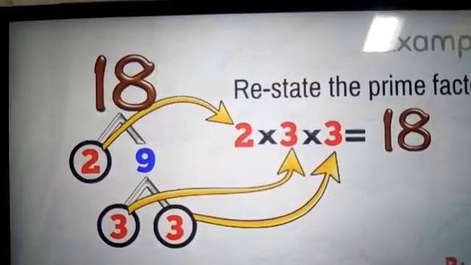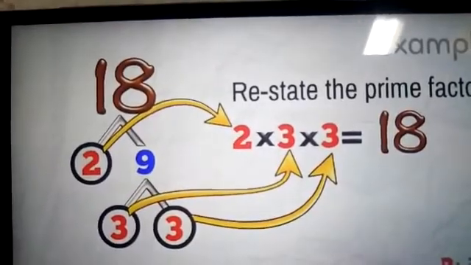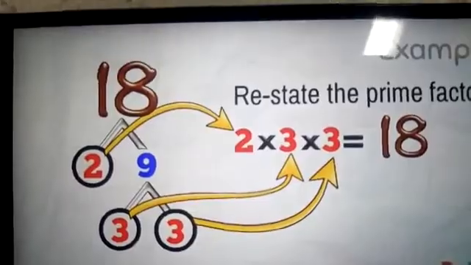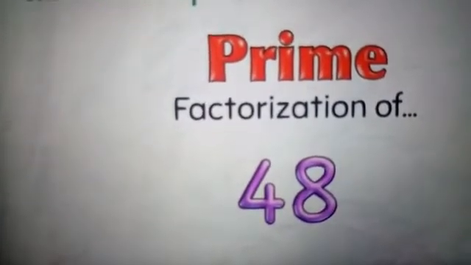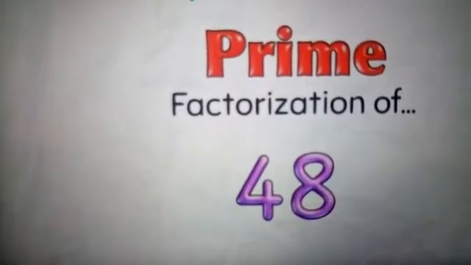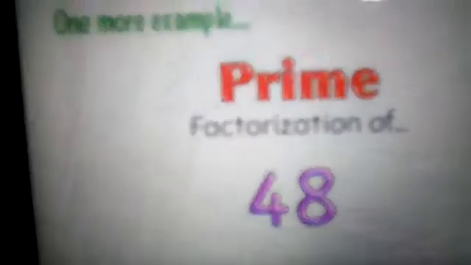So here the product that we got is 18 with all the prime numbers. One more example we have is 48. Let's see what is the prime factorization of 48.